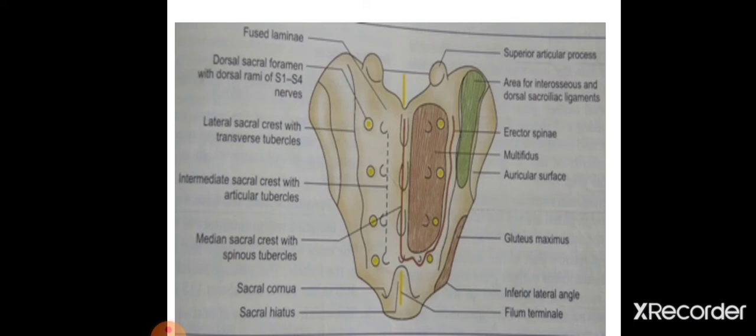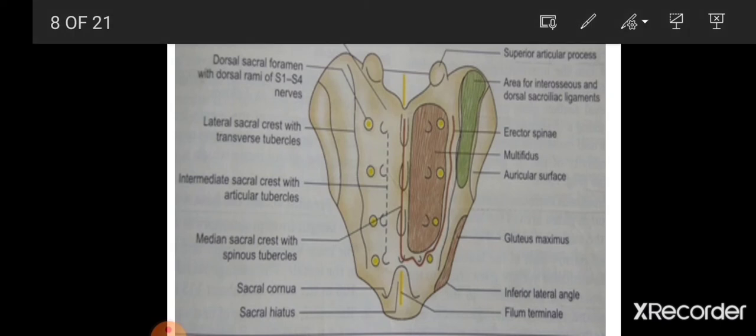So this is the multifidus, which has a larger origin on the posterior aspect of the sacrum. It is enclosing the intermediate sacral crest and the lateral sacral crest. This area gives origin to the multifidus muscle. Then the lateral part of the ala of the sacrum, and lateral to the lateral sacral crest, this area is occupied by the interosseous and dorsal sacroiliac ligaments, which are the ligaments of the sacroiliac joint.